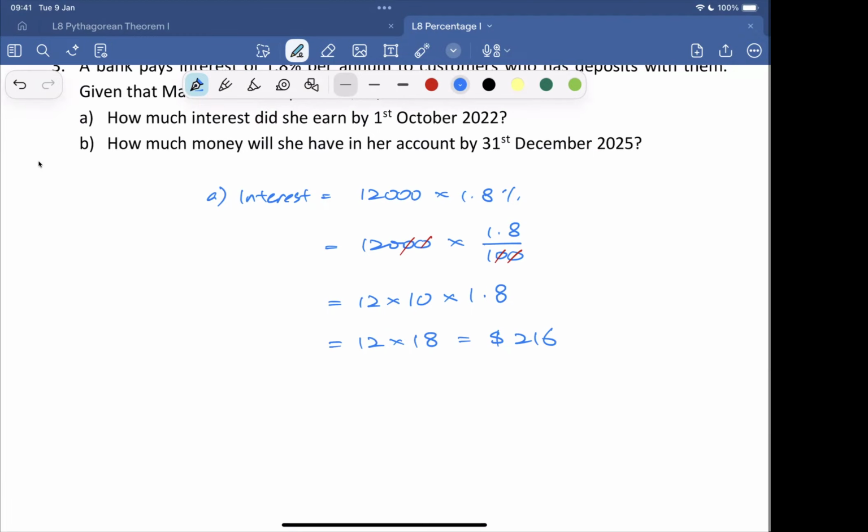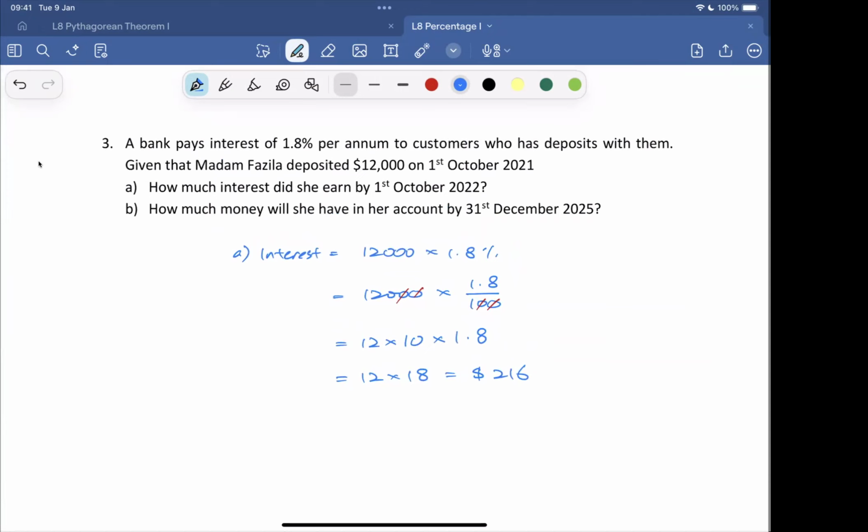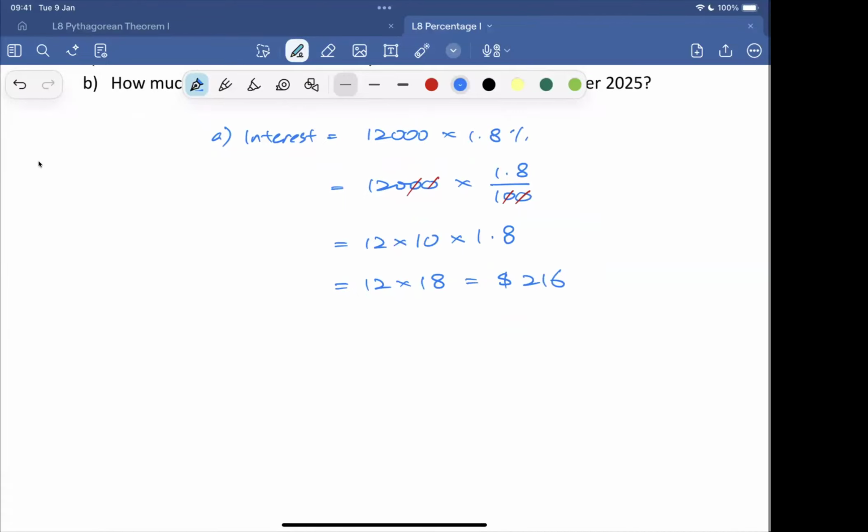Was this easy or difficult? Pretty easy. Anyone have any questions? Raise your hand first before I continue. Ask me questions first. Is anyone unsure? Raise your hand now. Nobody raising your hand? Okay. So let's do part B.